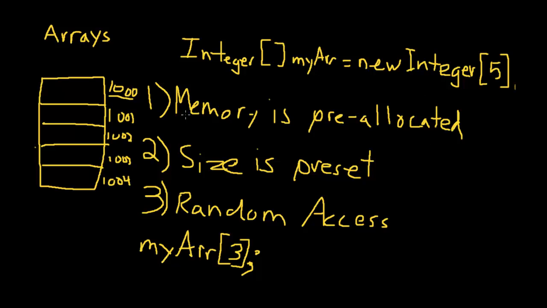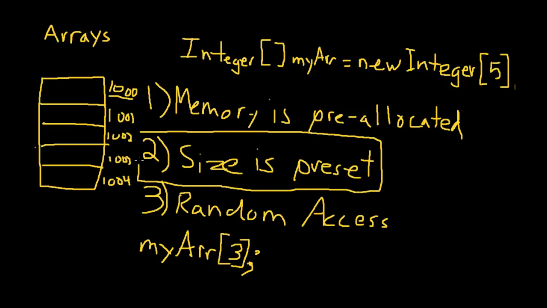So these three things, this third one is a benefit. These first two are cons, definitely. But this memory is pre-allocated. We can't really bypass that con. This size is preset is something that we cannot really bypass completely, but we kind of hack through it in a way. And that, let me use a different color.